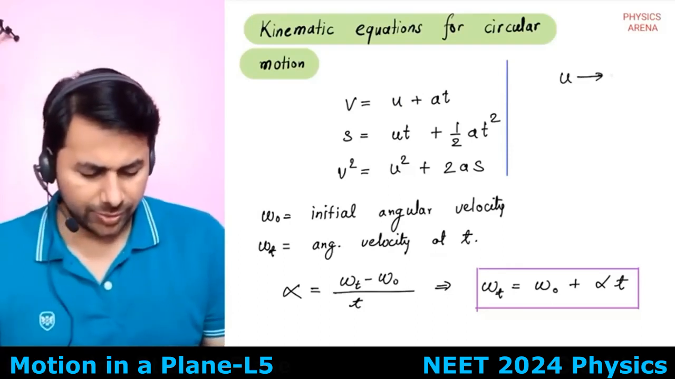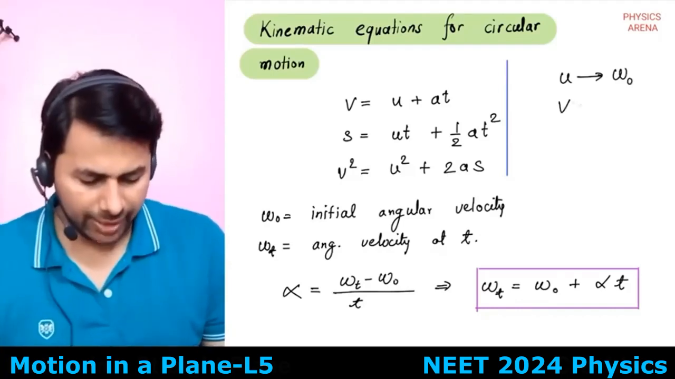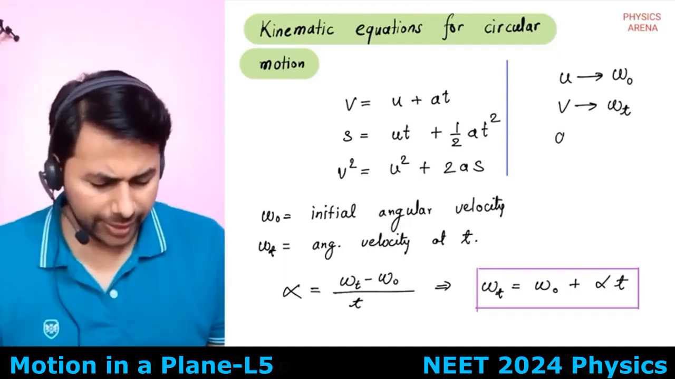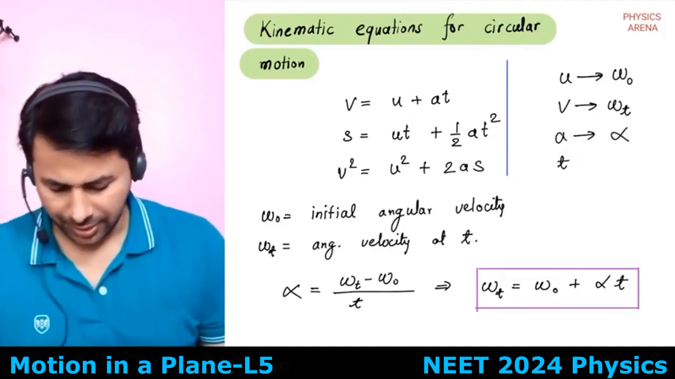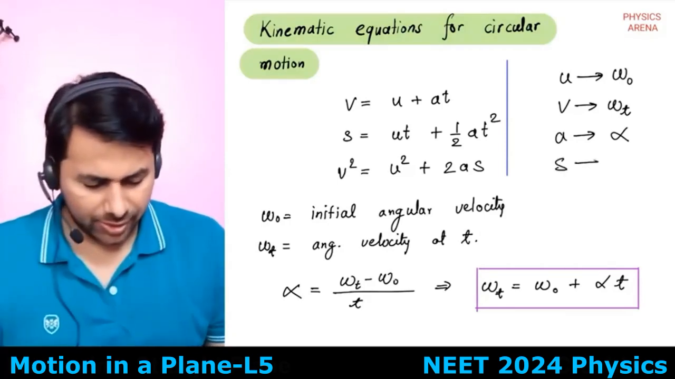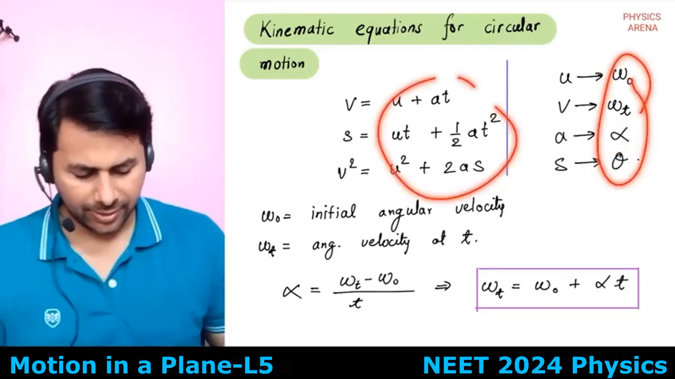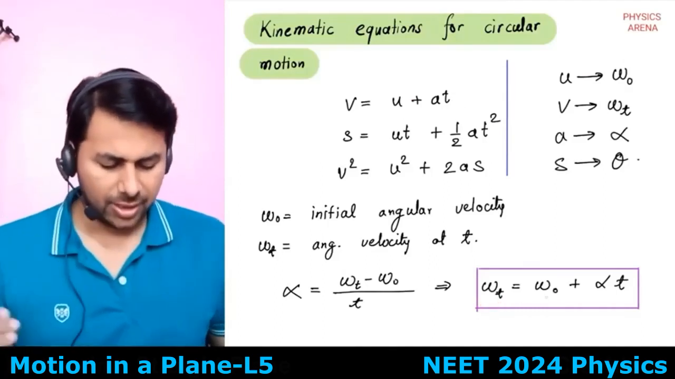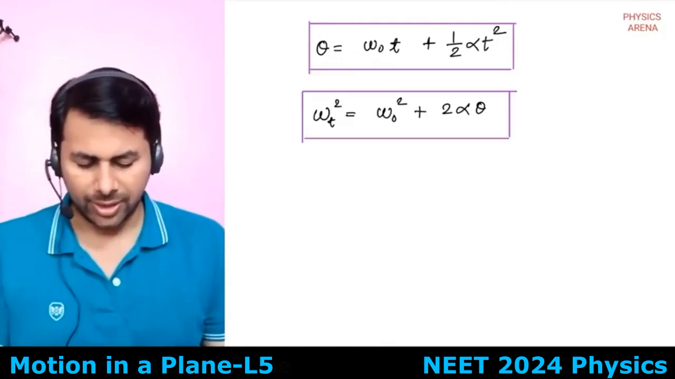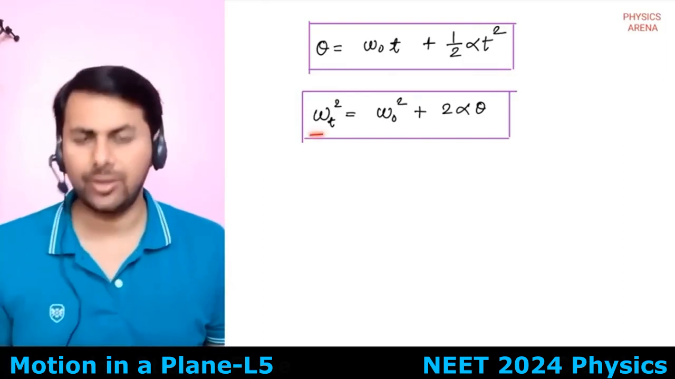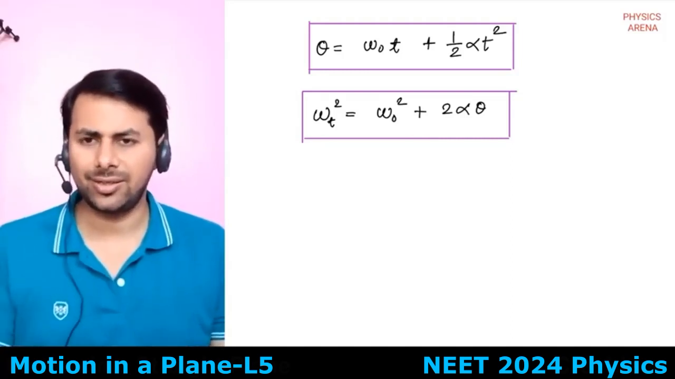If I change this, u is the initial velocity. Now I can change u to initial angular velocity, omega at time 0, omega 0. v I will change to omega at time t. a will be changed to angular acceleration alpha, and t is kept as it is. s is changed to theta, the total angular displacement. Then I can rewrite these equations in this form. One is omega t equals omega 0 plus alpha t. Second, theta equals omega naught t plus half alpha t square. Third, omega t square equals omega naught square plus 2 alpha theta. Is it clear? Yes, no?